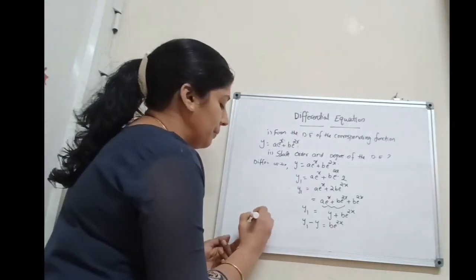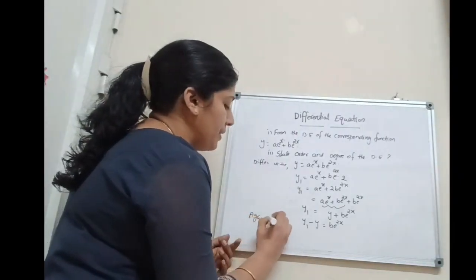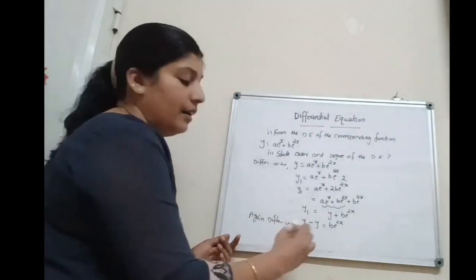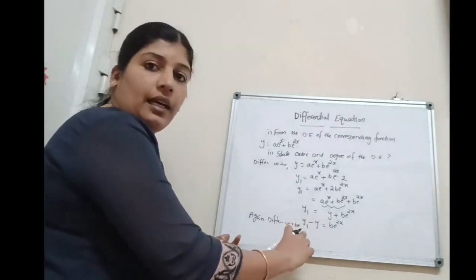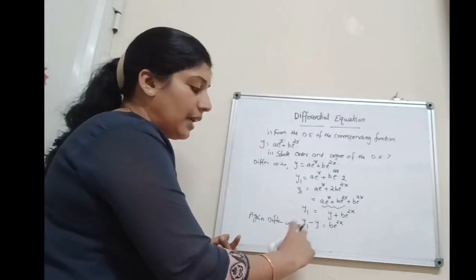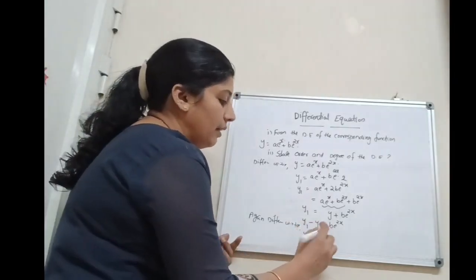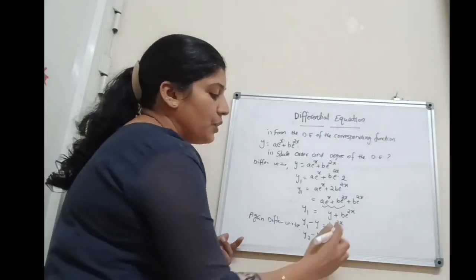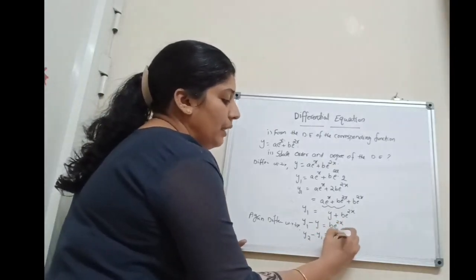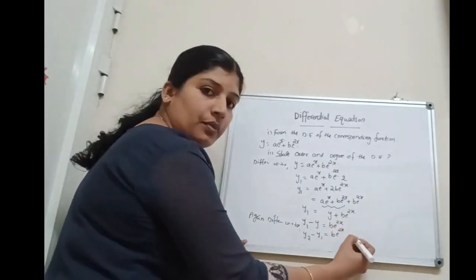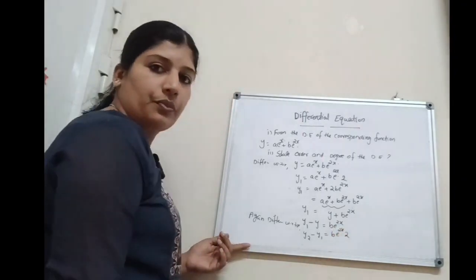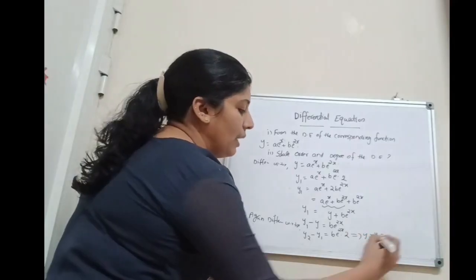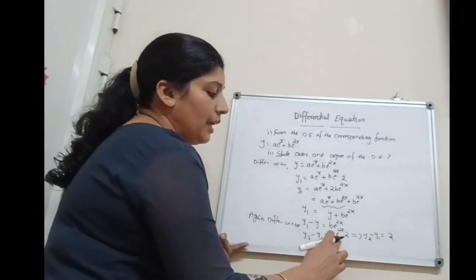Then again differentiate with respect to x. What happened here? y1 can be changed into y2, that is d by dx of y1, the second derivative, that is y2, minus here d by dx of y, this y1, equal to b e raised to 2x. Derivative is what? b into e raised to 2x into 2. That implies y2 minus y1 equal to what? 2 into b e raised to 2x.